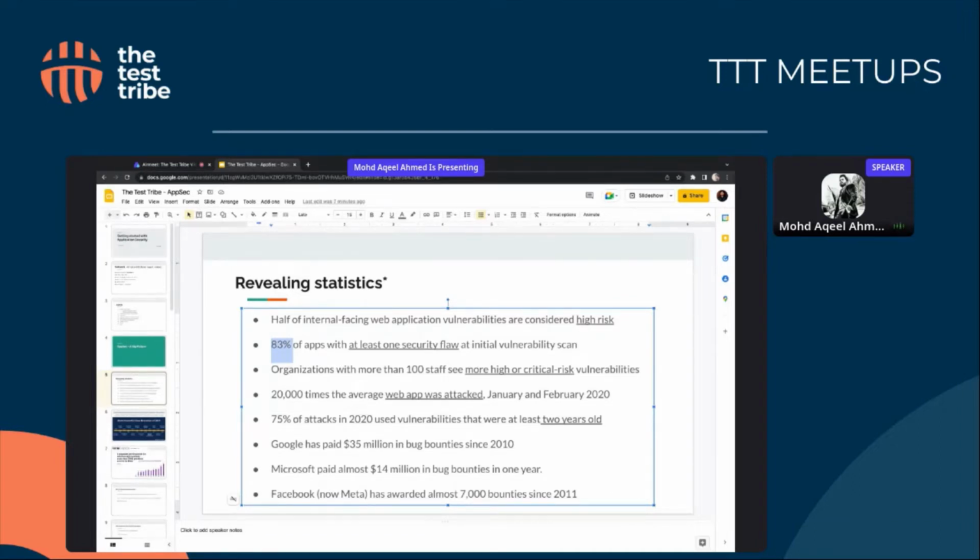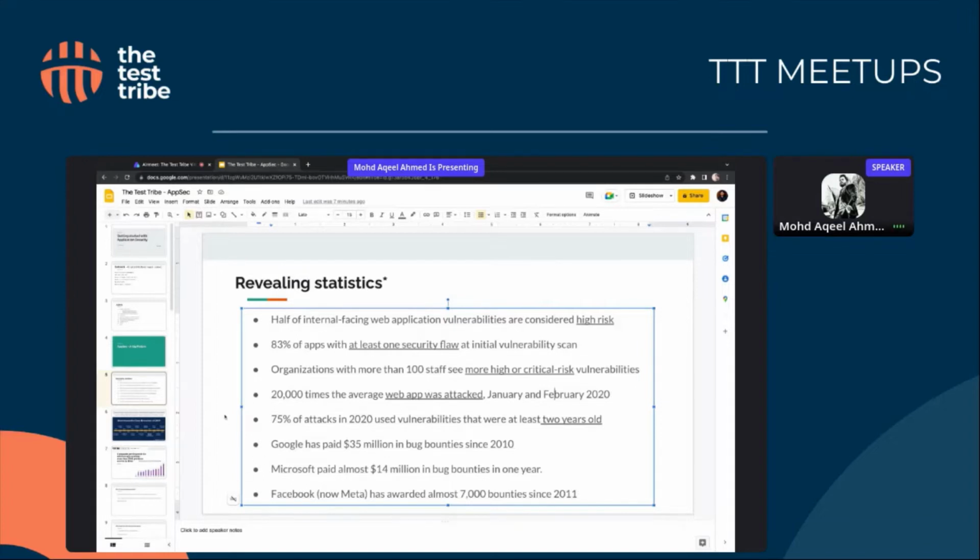And when the organization sizes are big, if you see this, organizations with more than 100 staff see more high and critical risk vulnerabilities. And if you see this stat, 20,000 times the average web application was attacked just in January and February of 2020. And a lot of times vulnerabilities are being reported, but still those are not fixed on time. There are various reasons for that. We'll come to that again.